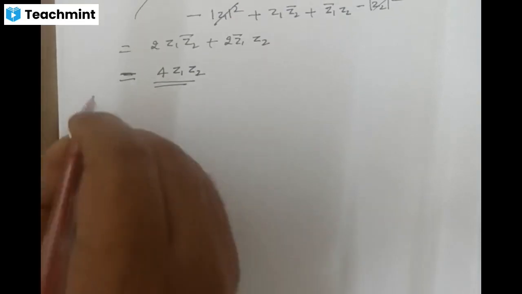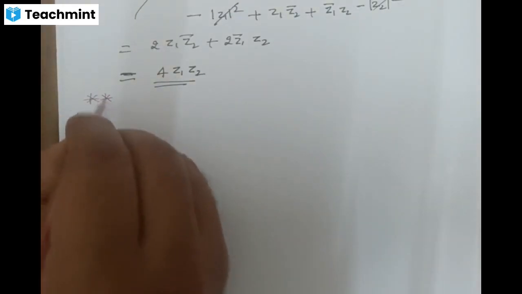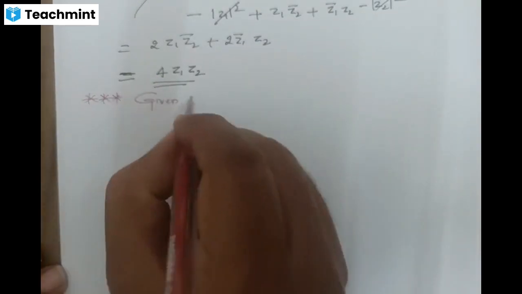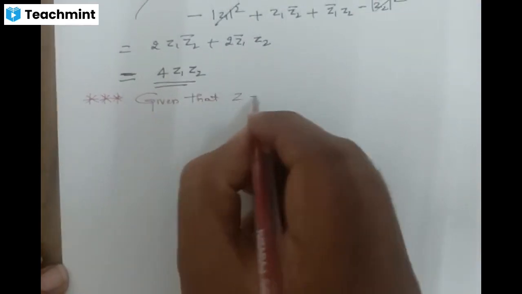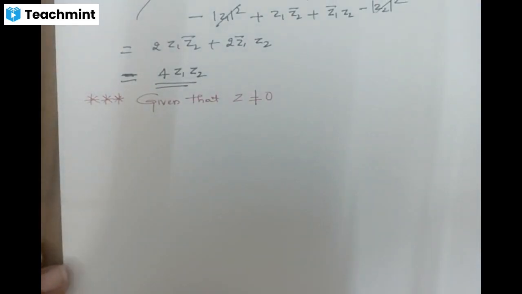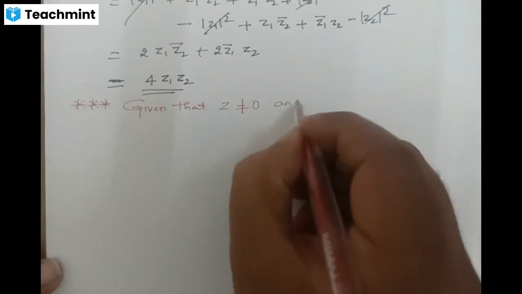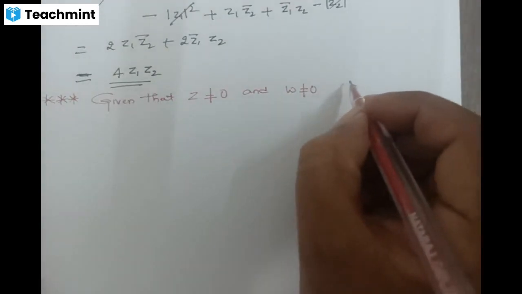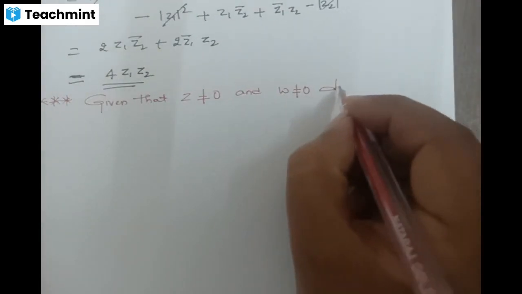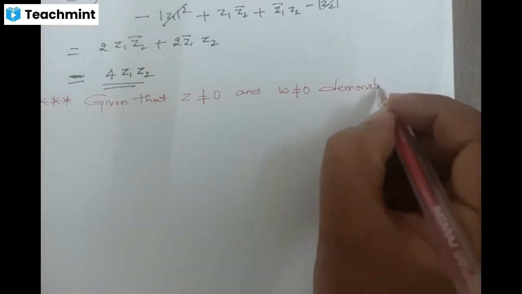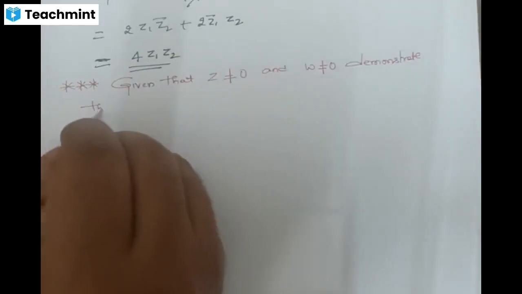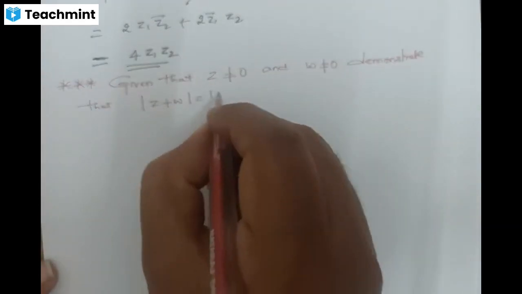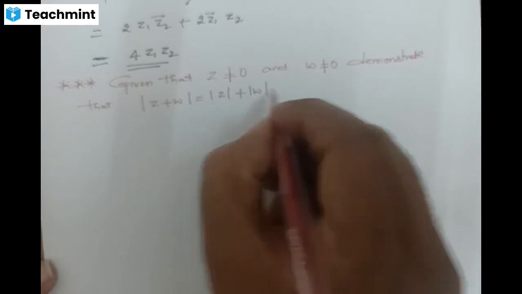Now onwards, it's a very important concept. Star means expected questions. Okay. So given that z is not equal to 0, meaning a complex number not equal to 0, and w, sometimes we say omega, so w is not equal to 0, demonstrate that modulus of z plus w is equal to modulus z plus modulus w is true.